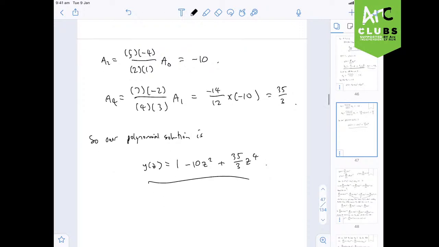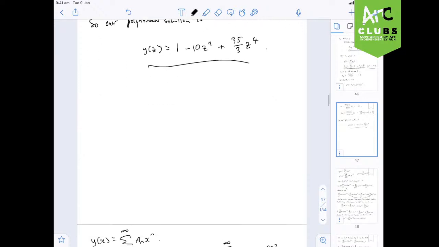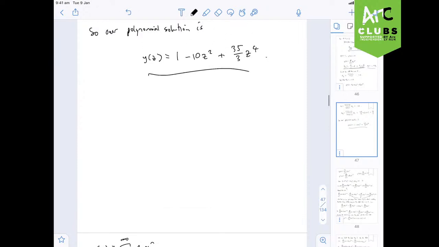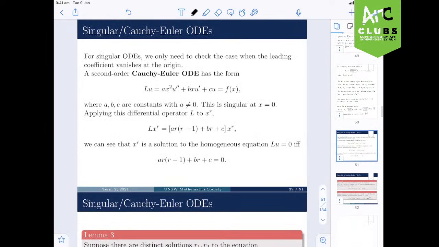Okay. So as I said, these are very, very time consuming, and I think the lecturer said there's going to be just one question of this kind. So I guess that's very good. So let's move on. We spent so much time on that. Let's move on to singular ODEs.